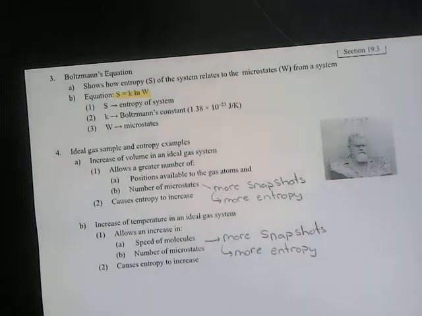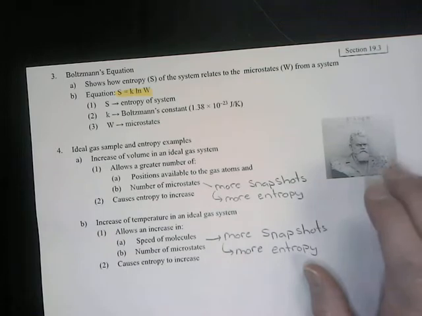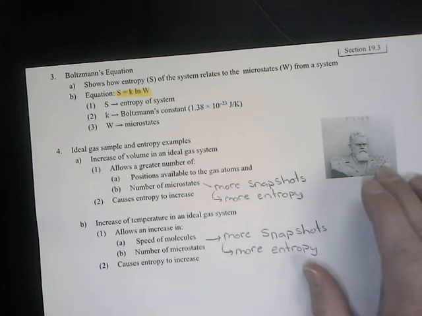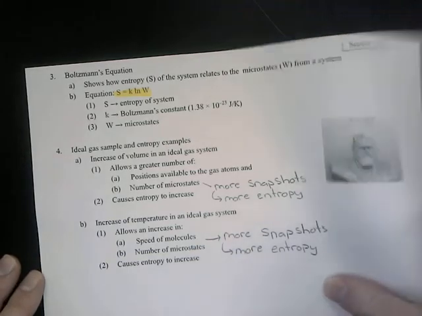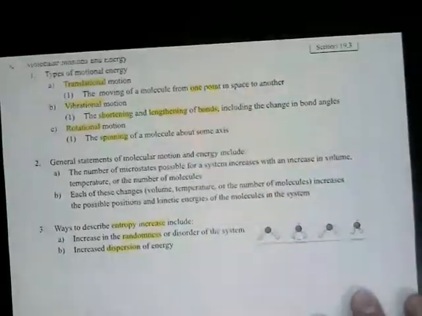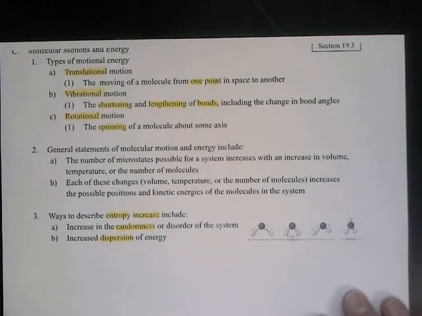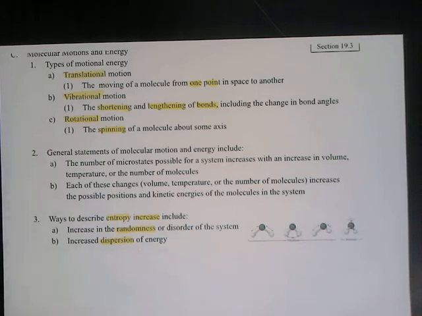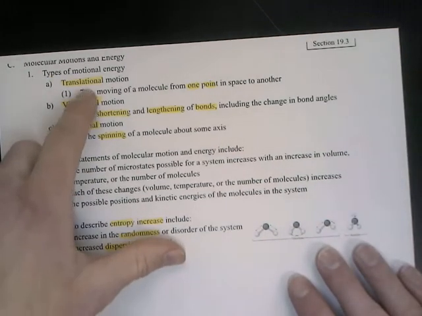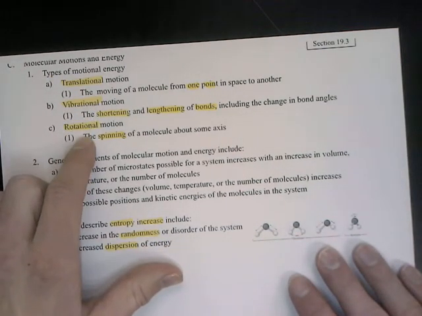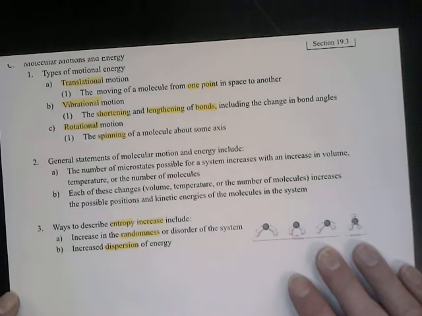Now, specifically, how Boltzmann got to these microstates is he looked at 3 types of motions and he correlated that to energy. So let's take a look at that. Okay, so each and every molecule, compound, any state of matter, any matter for that fact, has these three types of motion. You have translational, vibrational, and rotational.